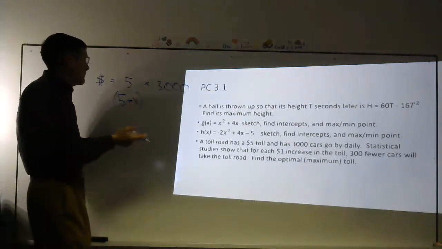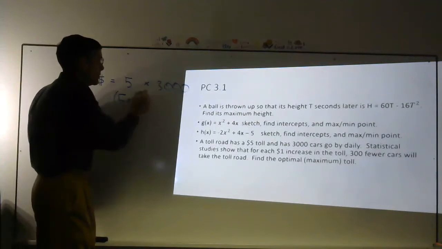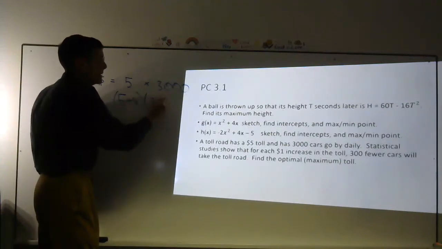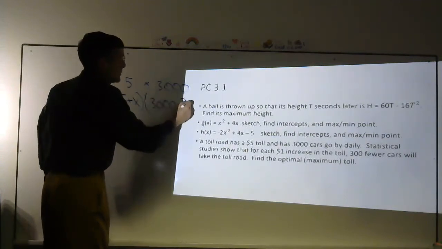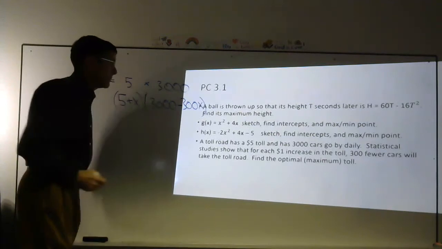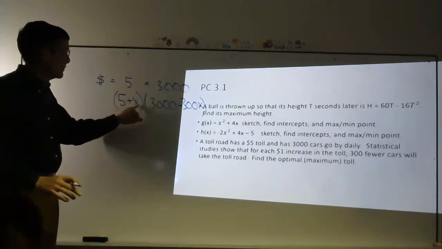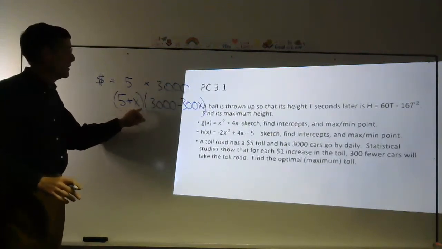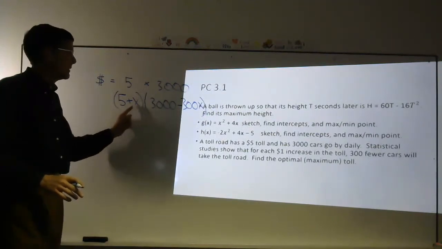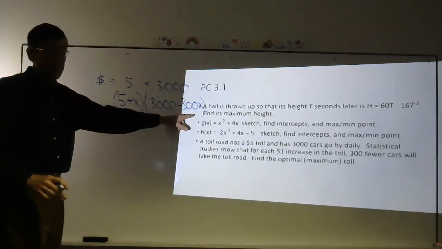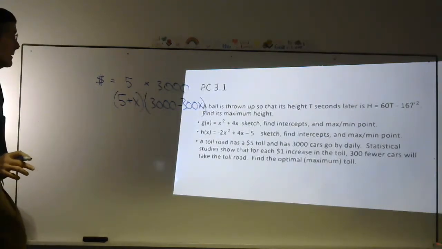All right? Like we said, if it's 1, we're going to lose 300. If it's 2, we're going to lose 600. So in other words, how many cars do we have? With X dollars increase, you're going to lose 300 cars for each dollar. Right? So just follow with me here. If it's $1, like I said, that's $6. You're going to lose 300 times 1. It's 2,700 cars. If it's $2, take it up to 7. You're going to lose 600 cars, and you're down to 2,400 cars. You with me? All right.